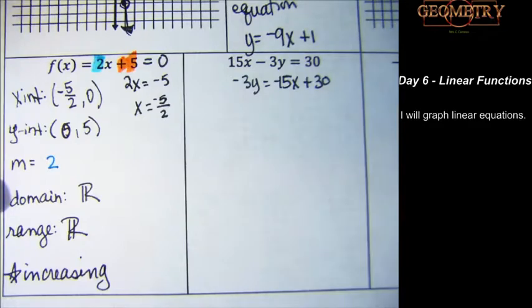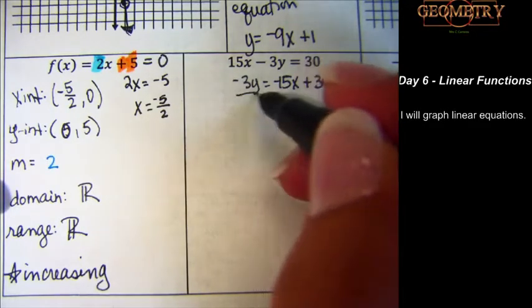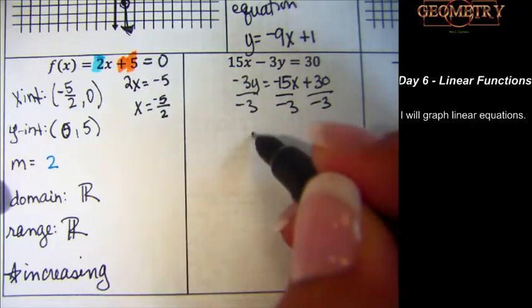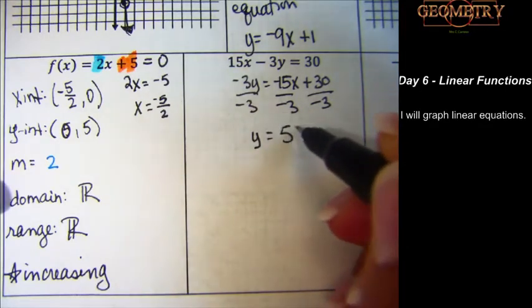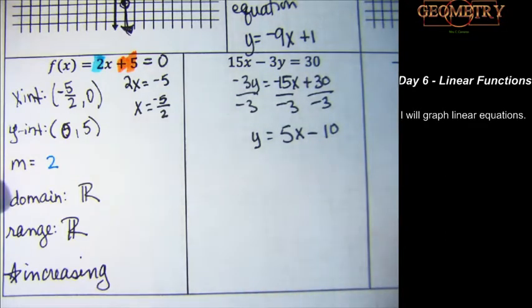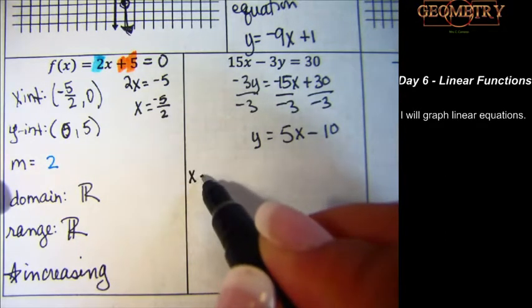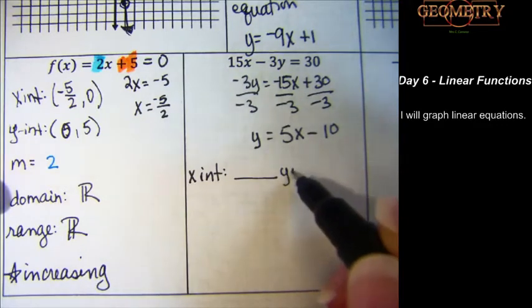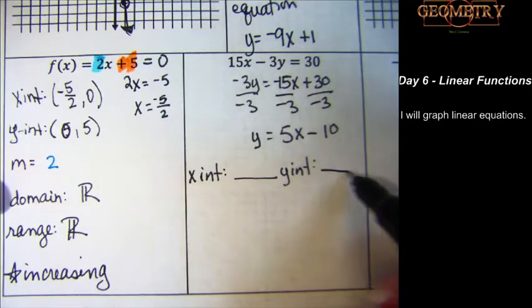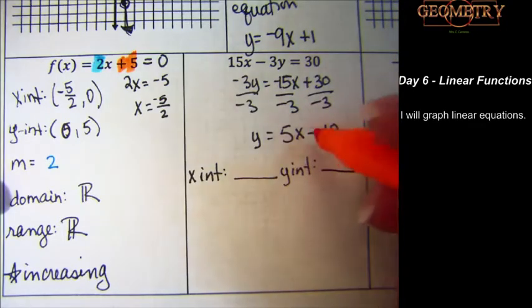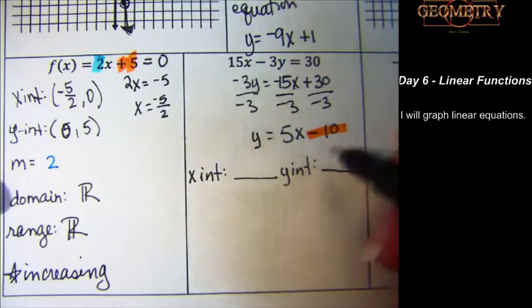And I'm gonna divide everything through by -3. I'm gonna write out that I'm doing that. And from here I can read my y-intercept. What would be my y-intercept? -10 is my y-intercept. So the coordinate is 0, -10.